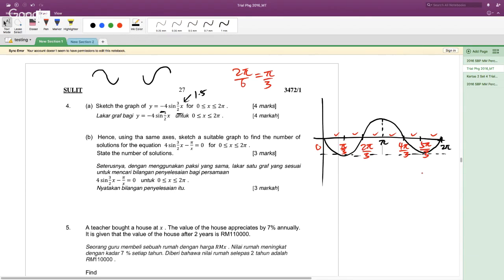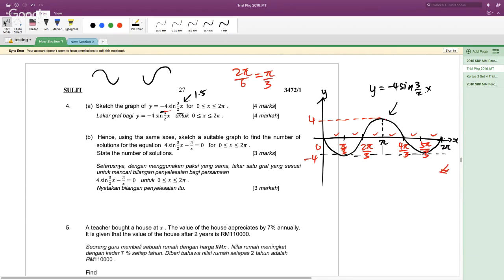After you get this, you should know your amplitude is 4. So my maximum should be 4 and my minimum should be negative 4. That's all, and you can easily get the 4 marks. So you have to understand how to sketch this one. Of course, I will draw the x and y axes to make it look nicer, and I will even write the equation, negative 4 sine 3 over 2x. It's just this easy.